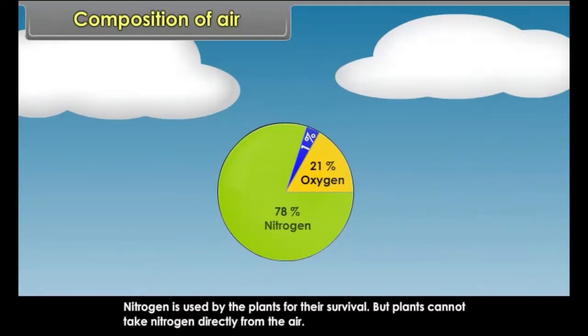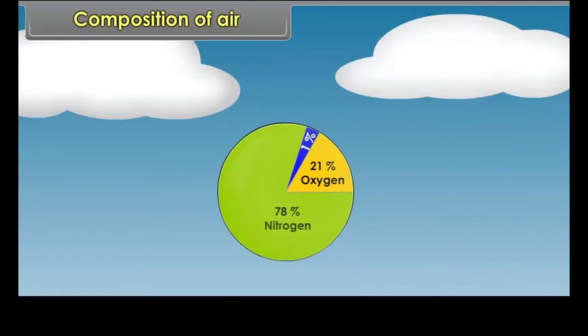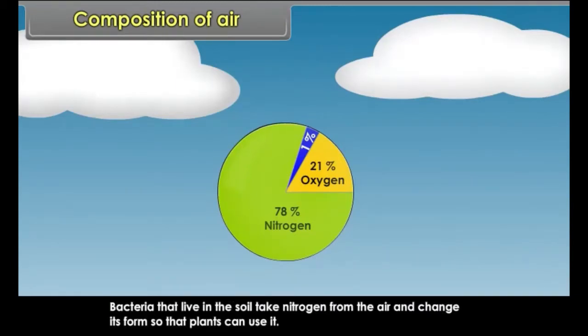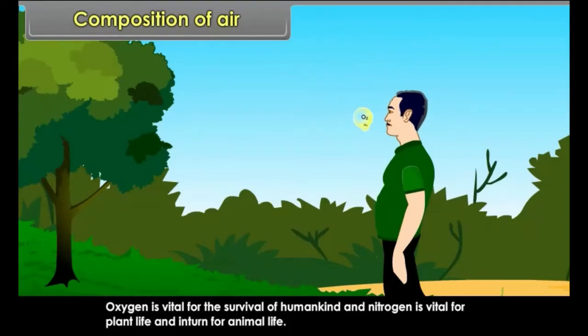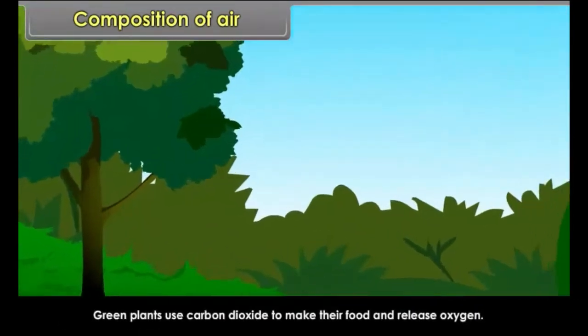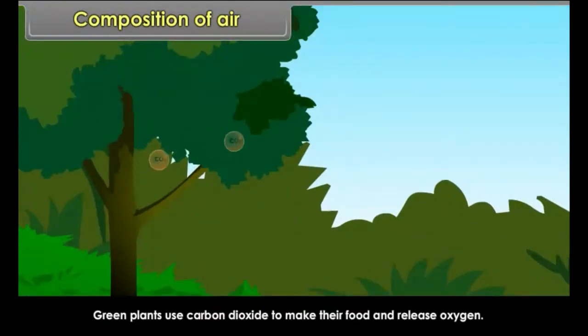Nitrogen is used by the plants for their survival, but plants cannot take nitrogen directly from the air. Bacteria that live in the soil take nitrogen from the air and change its form so that plants can use it. Oxygen is vital for the survival of humankind, and nitrogen is vital for plant life and in turn for animal life. Green plants use carbon dioxide to make their food and release oxygen.